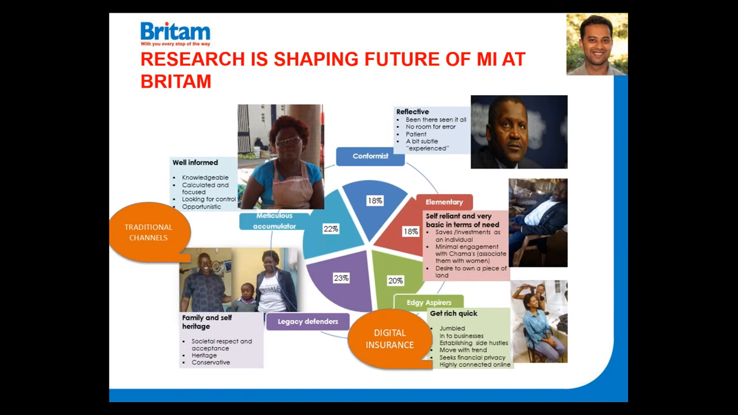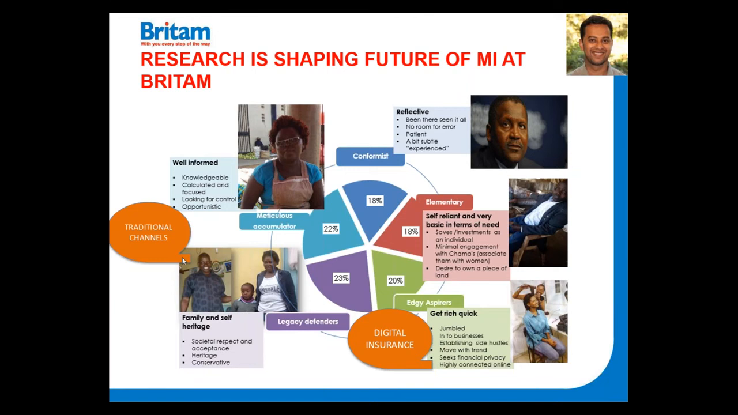So in my last slide, I will briefly talk about how we are applying lessons from this market segmentation study to shape the future of microinsurance or inclusive insurance business at Britam. This study included quantitative and qualitative interviews and surveys with our customers. And finally, we came up with 5 segments. I will not go into detail of all these segments, but I'll talk about 2 segments that we prioritize.